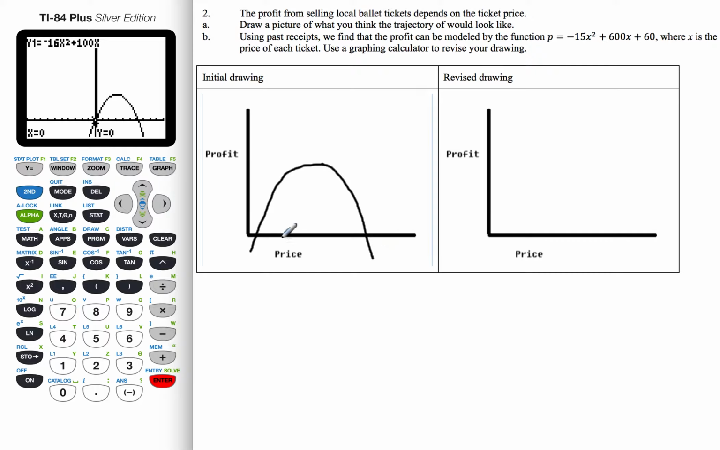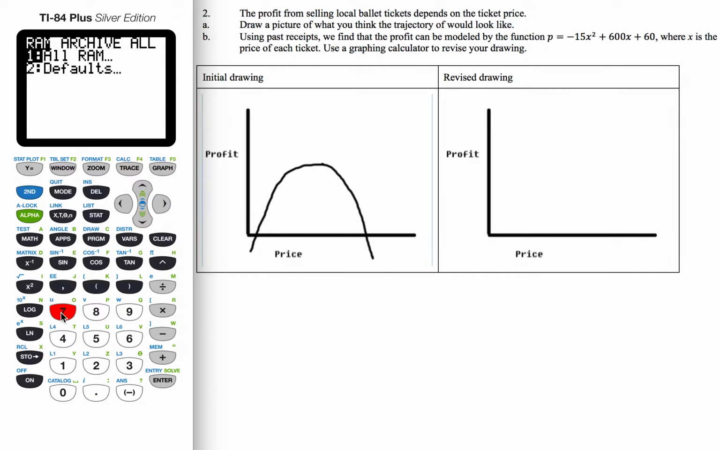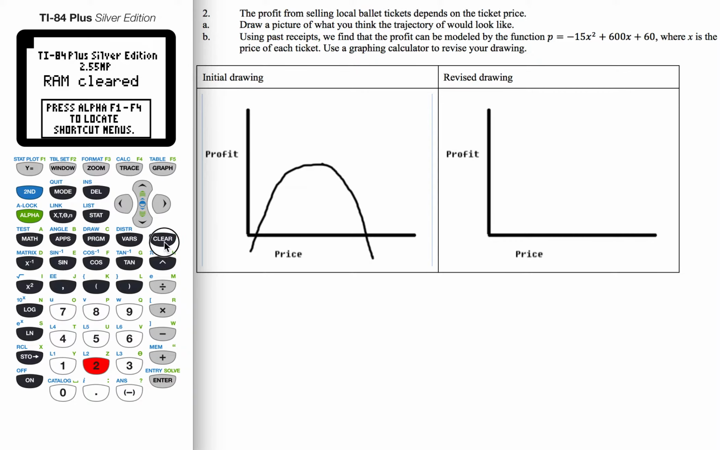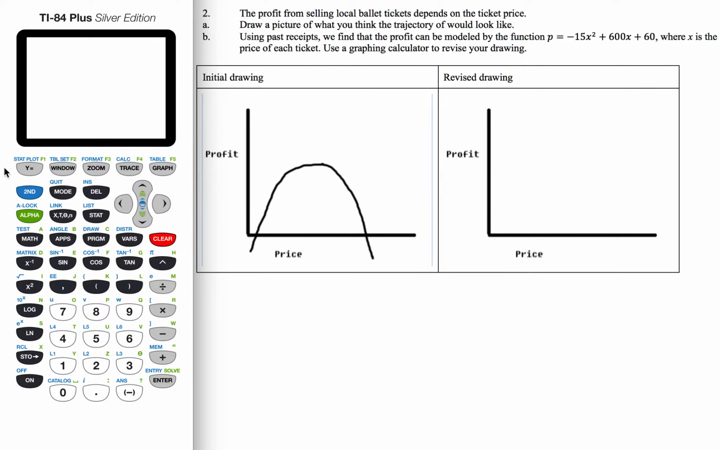So it says using past receipts for part B, we find that the profit can be modeled using this function. So let's go ahead and do second plus 712. We're all cleared out here, and let's put this equation in. Well, we have P is profit, and x being the price of each ticket. So negative 15x squared plus 600x plus 60. I already know that this trailing 60 is going to be my y-intercept. So when I hit graph, I'm probably not going to see much, is my guess.